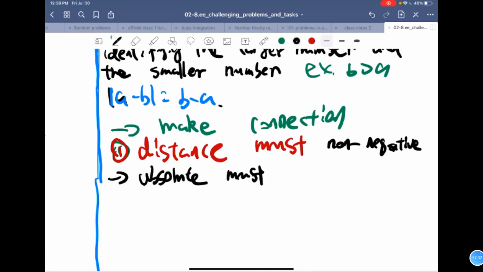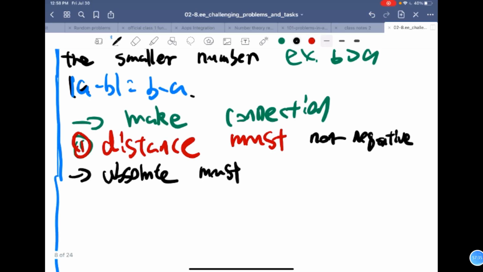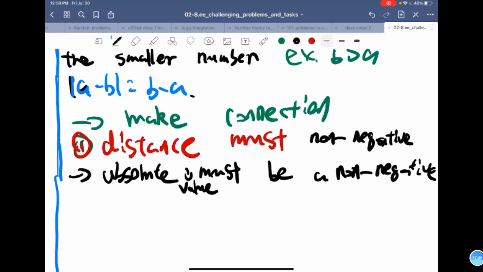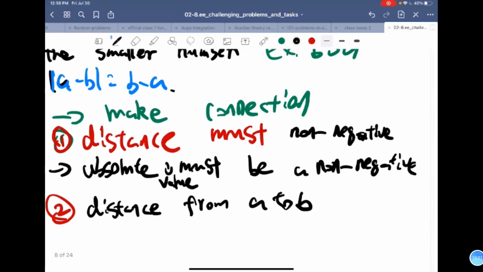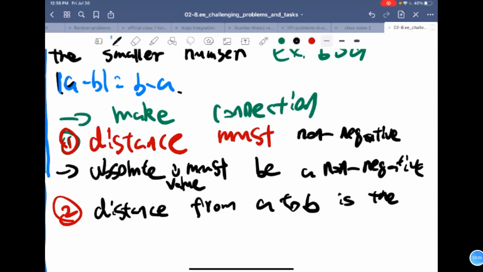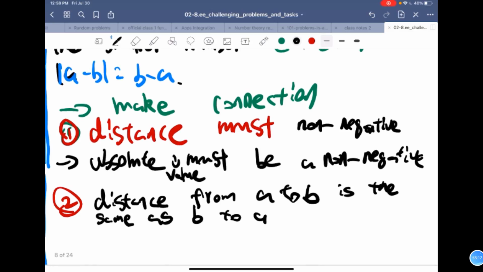So as for here, you notice that distance must be non-negative. Absolute value must be non-negative as well. Is there a connection? All right, so here's the thing. Distance must be non-negative. Absolute value has to be non-negative. Second, distance from A to B is the same as B to A, right?